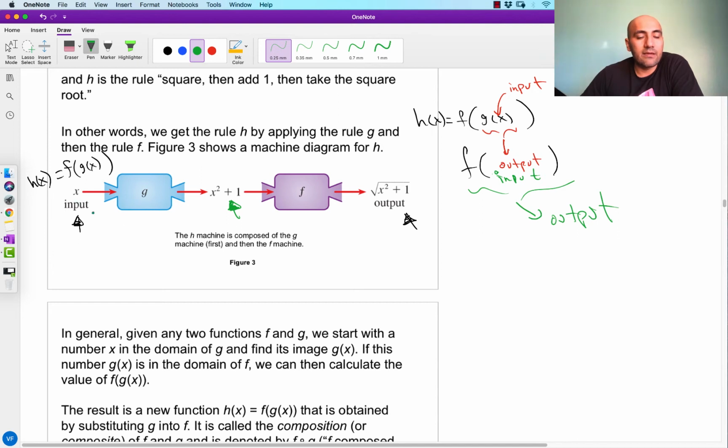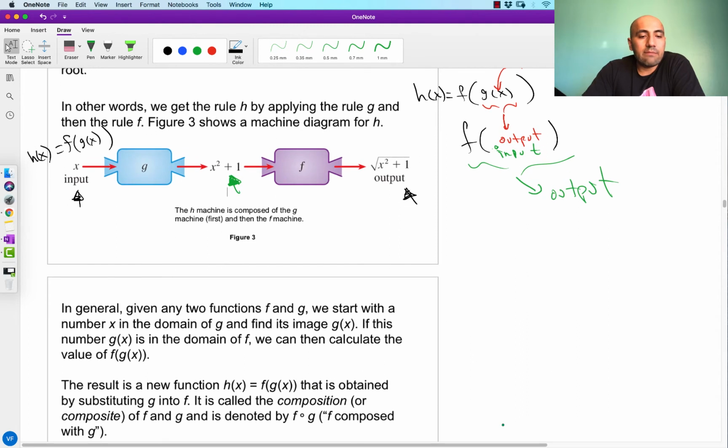So there's a couple of places where this whole thing could break down, right? At the very, very beginning, and then also in this middle step where we need the output of the g function to be in the domain of the f function. So in general, given two functions, f and g, we start with the number x in the domain of g and find its image, right? The output is also known as the image of g of x. If this number g of x is in the domain of f, we can then calculate the value of f composed with g of x. The result is a new function, h of x, which is defined this way, and is obtained by substituting g into f. This is called the composition, right?